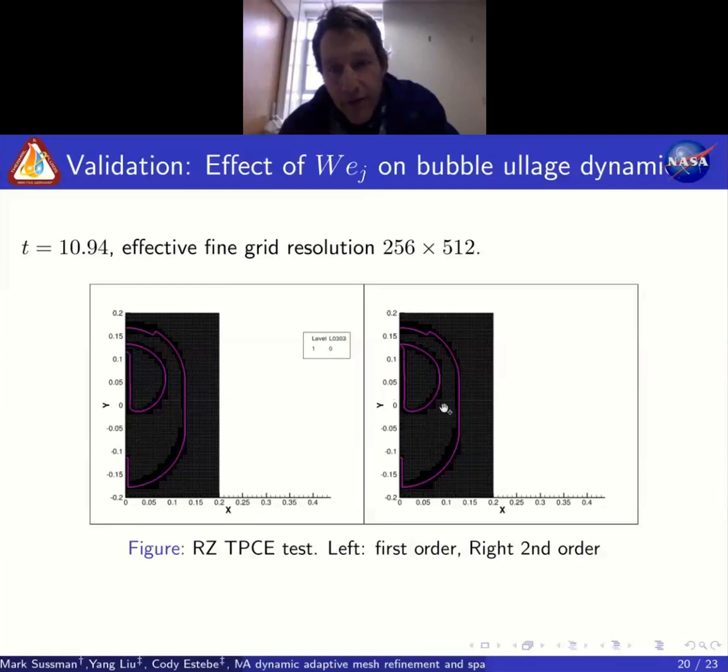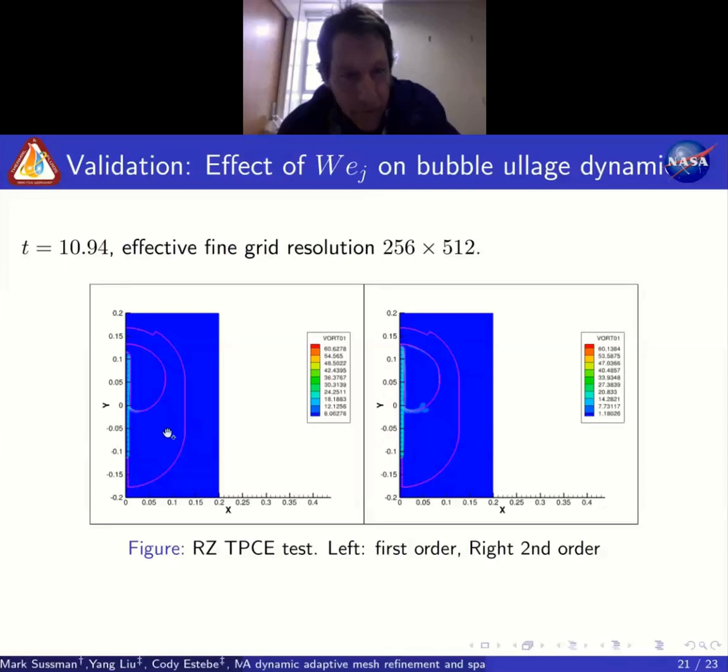Compared to the right-hand side where we did a high order method, we do capture sharp features with the high order method, even in the coarse grid regions of the grid. Here I plot vorticity. On the left, we had the low order method, on the right, the high order method. This is still work in progress.